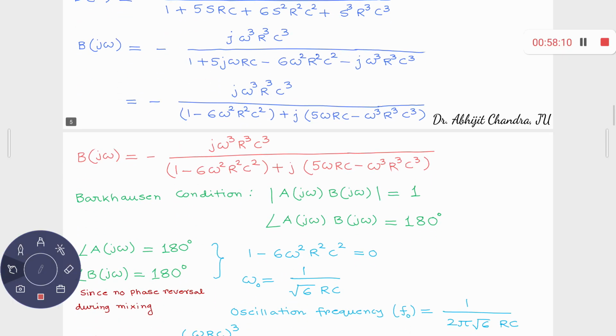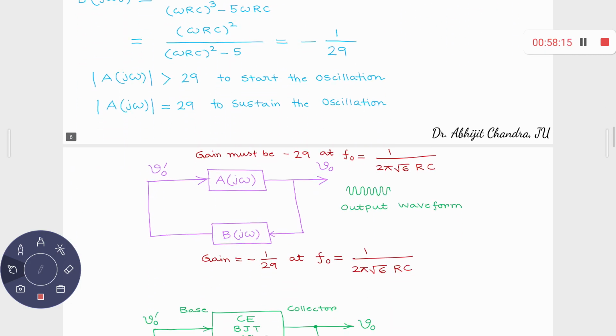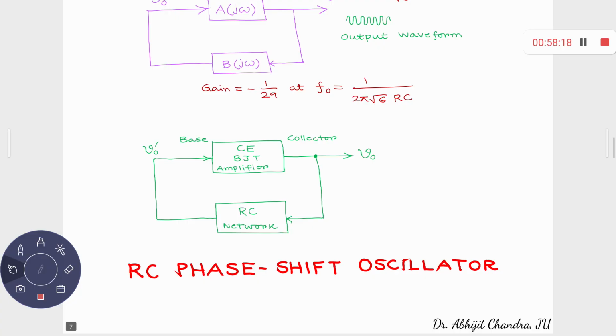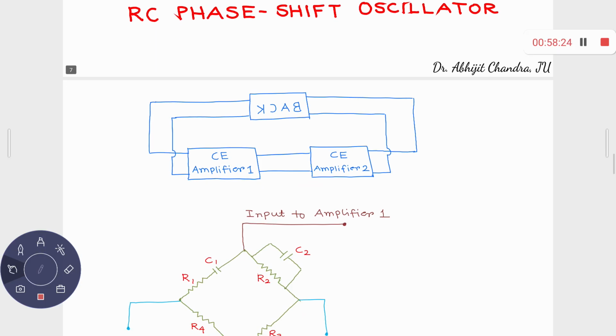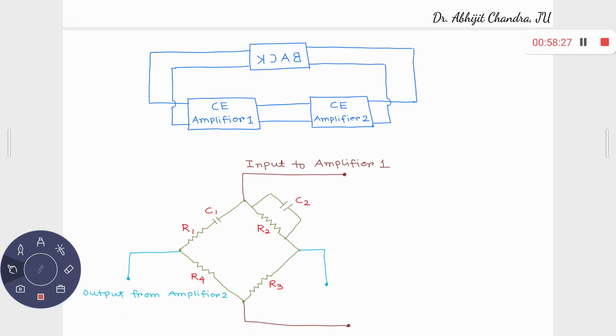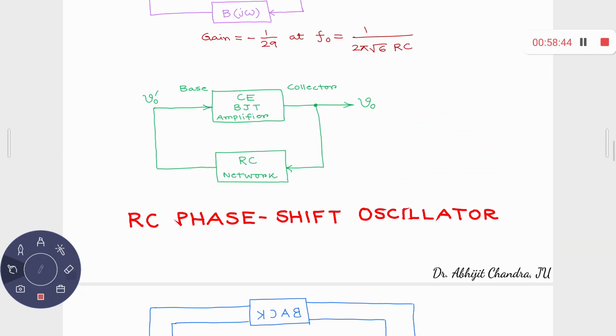So this is one such oscillator circuit which involves R and C, known as the RC phase shift oscillator. Here, for the phase shift oscillator, we have observed only one amplifier and one RC network, right?